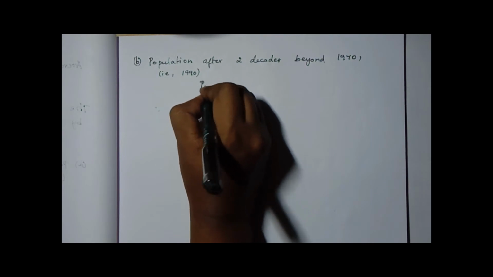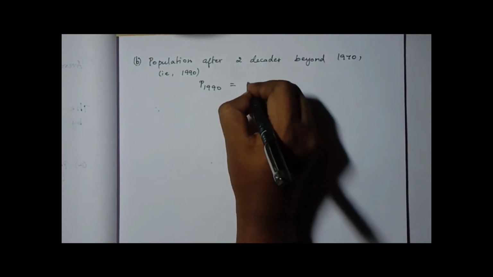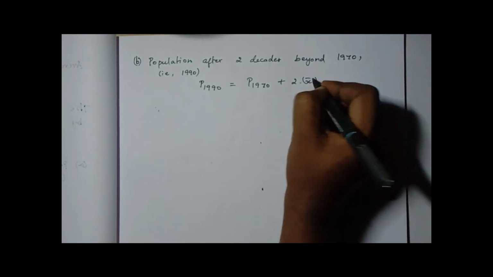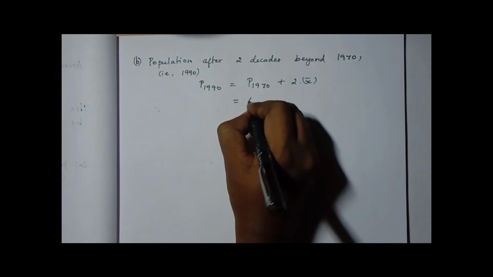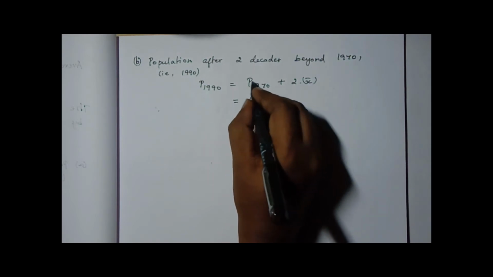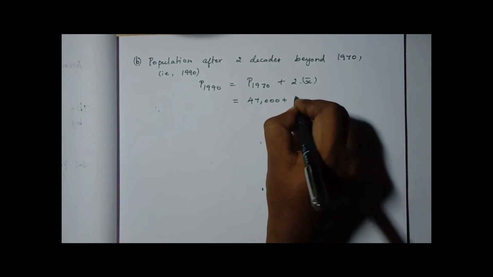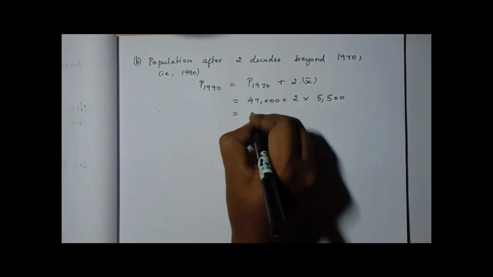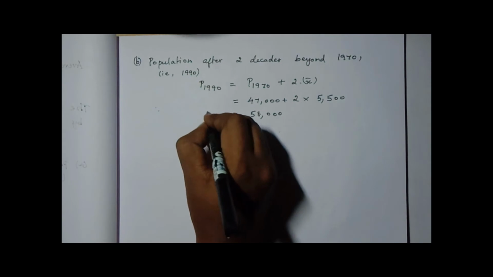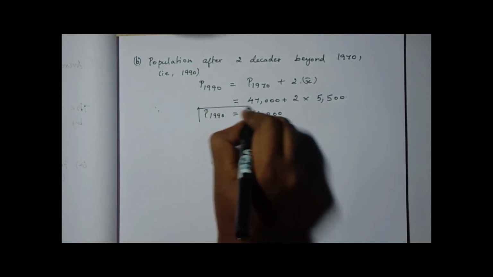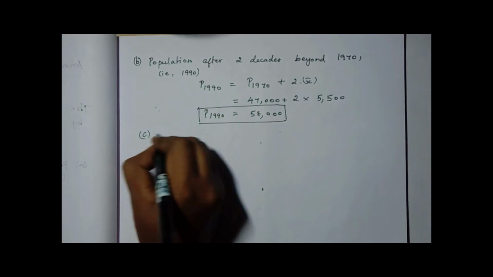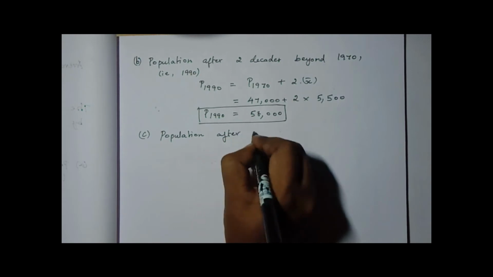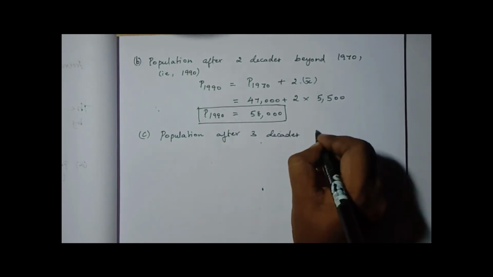So P of 1990 is equal to P of 1970 plus 2 into x bar, which is nothing but, from the question, P of 1970, the population in the year 1970, is 47,000 plus 2 into x bar, the difference, 5,500. When we sum it up, we'll get 58,000. This is the population in the year 1990.